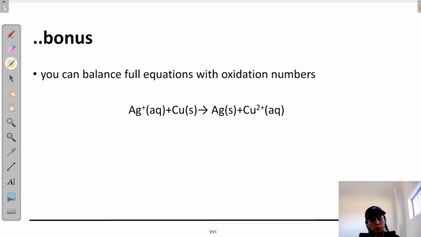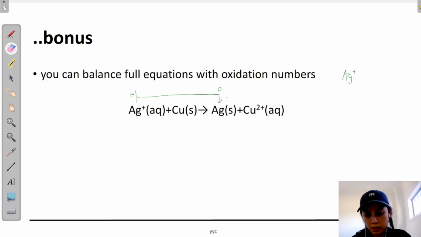For some basic redox reactions like this, you can actually get away with not even writing the half equations out, doing the balanced equation and putting it back in, as long as you can use oxidation numbers. And I'll show you what I mean. You can see here oxidation. Let's see what happens here. You've got a +1 charge and you've gone to 0. What that means is Ag+ gains 1 electron.